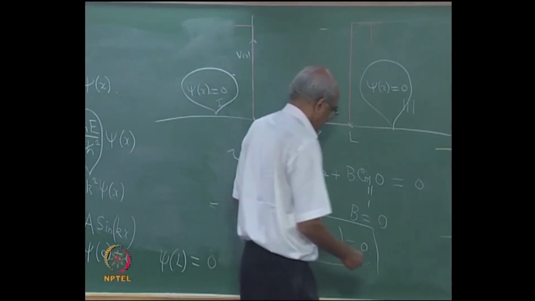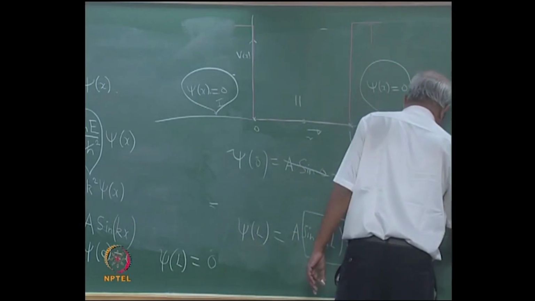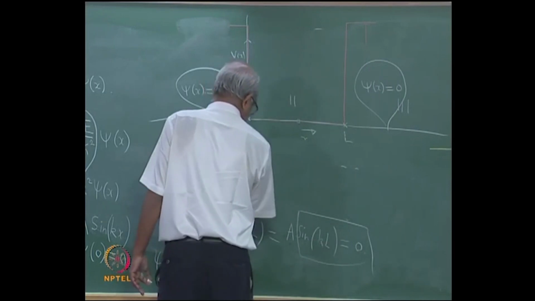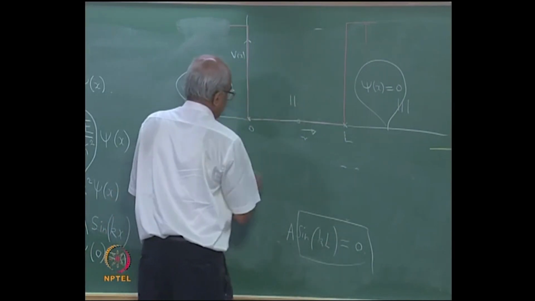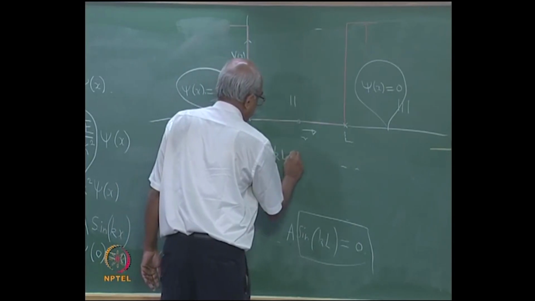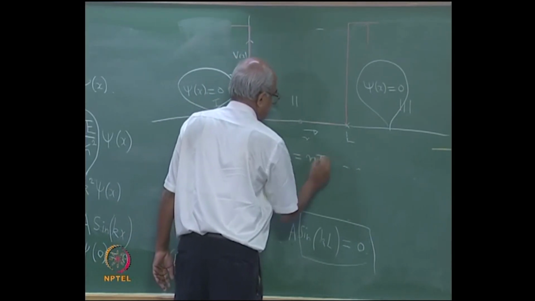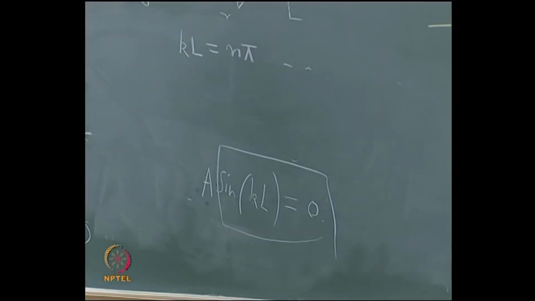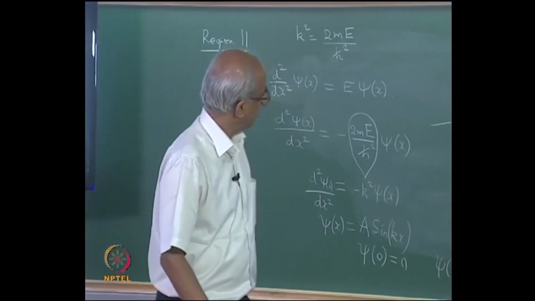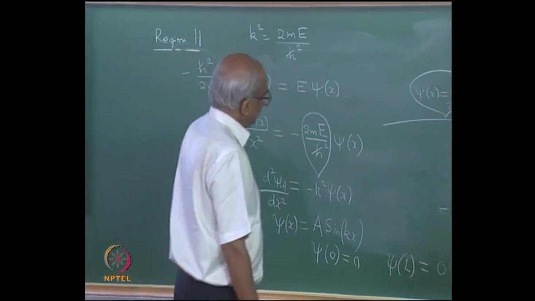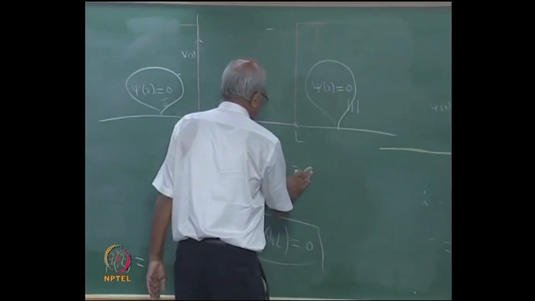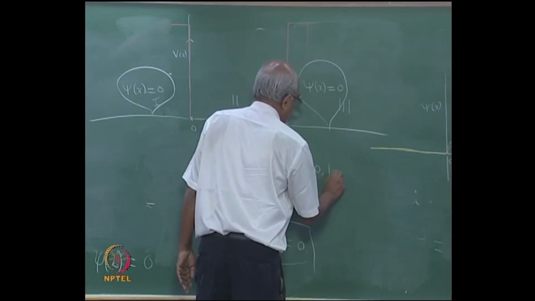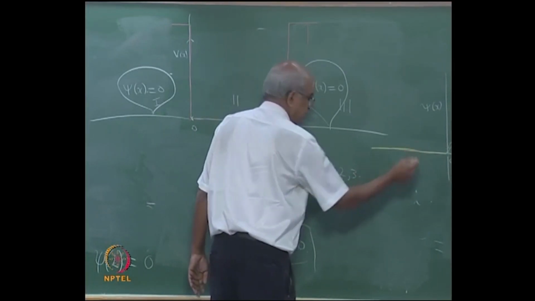Well, if k into L is equal to n pi. In order to satisfy this condition, you will have to say that k into L is equal to n pi. Only if this is the way it is will you be able to get acceptable solutions. And this n is an integer, it is constrained to be an integer. At the moment it appears that I can have n equal to 0, 1, 2, 3, 4, etc.